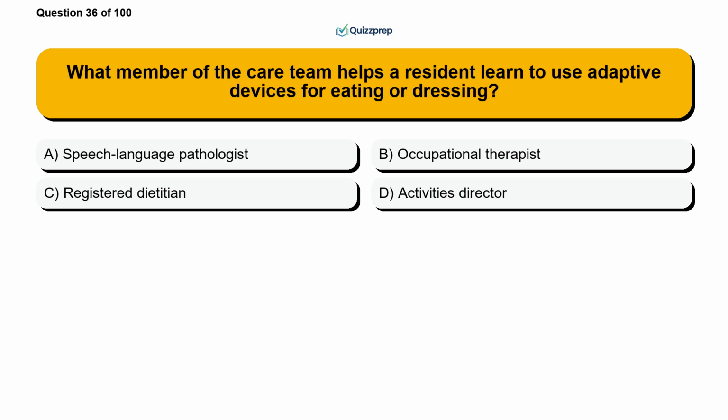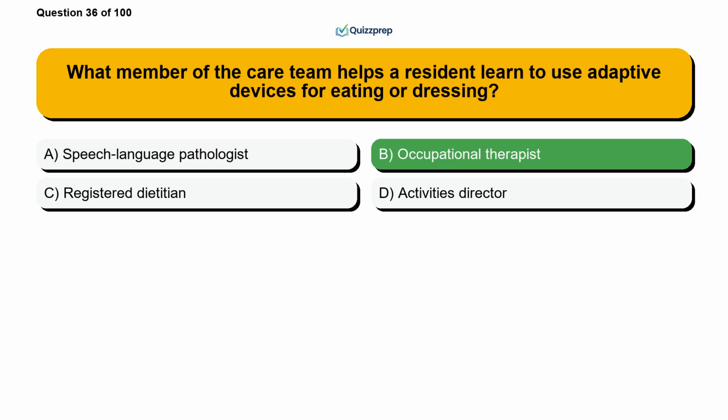What member of the care team helps a resident learn to use adaptive devices for eating or dressing? Option A, speech-language pathologist. Option B, occupational therapist. Option C, registered dietitian. Option D, activities director. The correct answer is option B, occupational therapist.